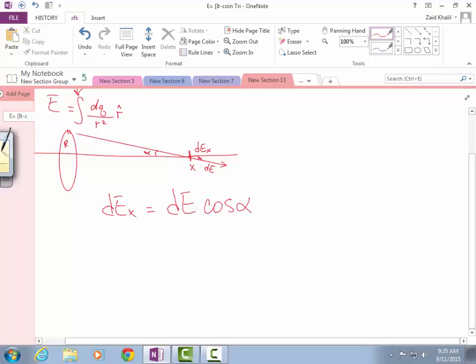And remember, dE is just another way to write everything in here without the integral. So it's equal to dq over r squared r hat. So what do we have? We have that this is equal to dq over r squared, times the cosine of alpha. And what direction is this going to be pointing? In the x hat direction.